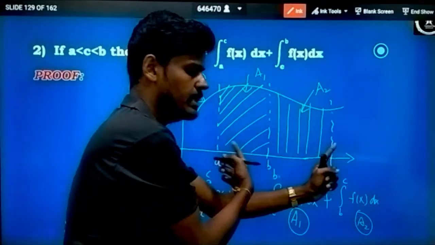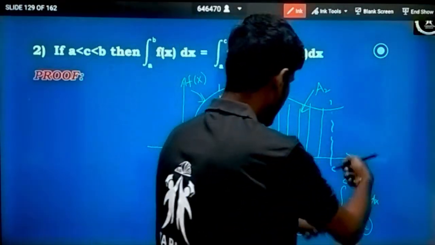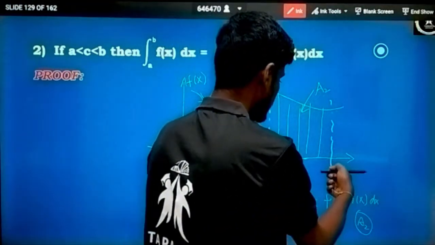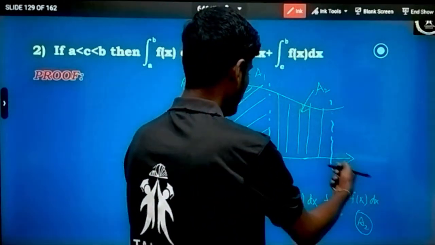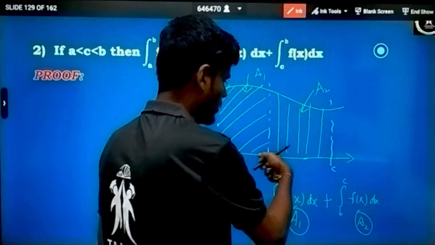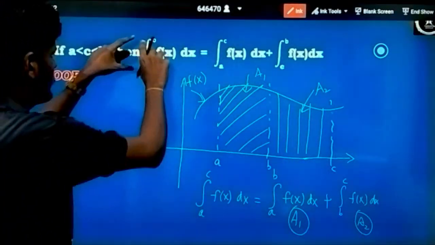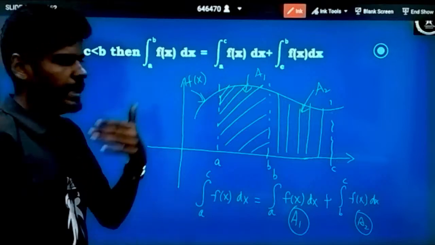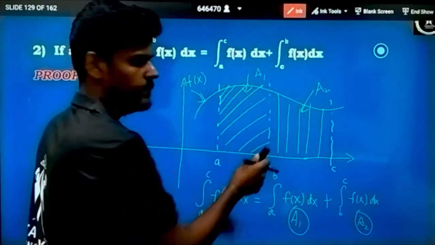Now suppose we change the limits by the first property, then what will we get? If we change the limits a to b, c to b, then these two will get changed. That means we will have to subtract the area from the total area to get the remaining area. That is the meaning. From this statement, we can again observe that this area a to b is a1.